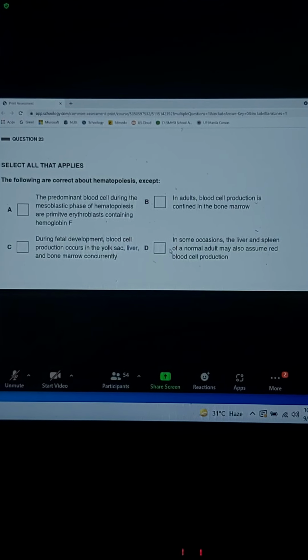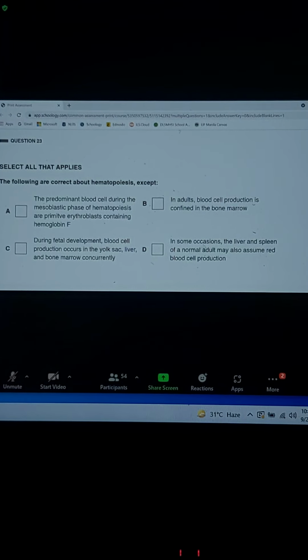But for letter D, in some occasions, the liver and spleen of normal adult may also assume blood cell production. So this one is letter D as in dog. So this is incorrect. Kasi nag-a-assume lang naman ng extramedullary hematopoiesis ang isang patient kapag nagkaroon siya ng problem sa bone marrow.